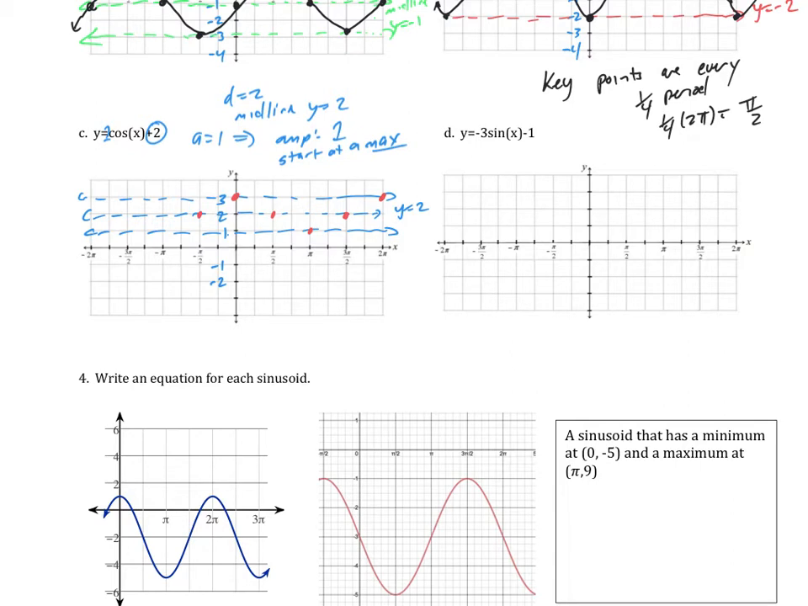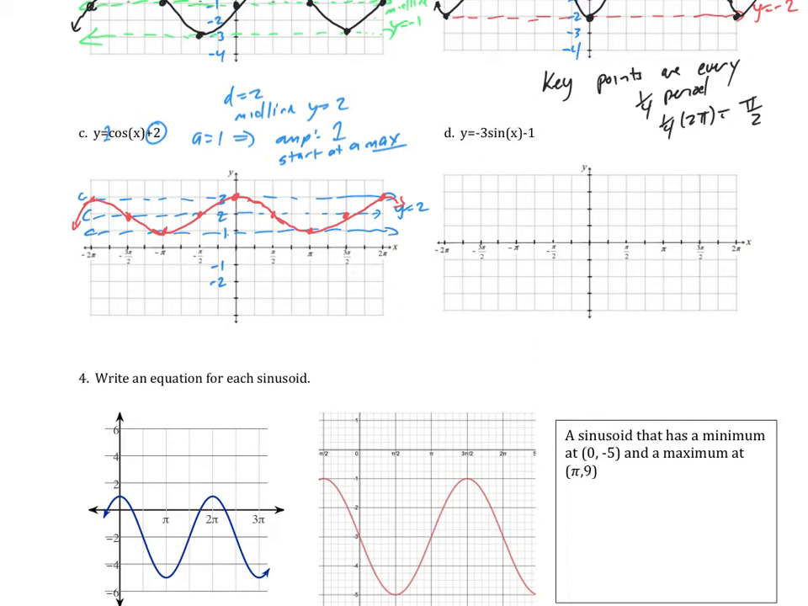And then continue the pattern in the negative direction, where every pi over 2 units, you get a new key point, which is either at a maximum, midline, or minimum. And then connect the points with a nice smooth curve, and then put arrows on the ends, making sure you don't go outside that envelope we created.